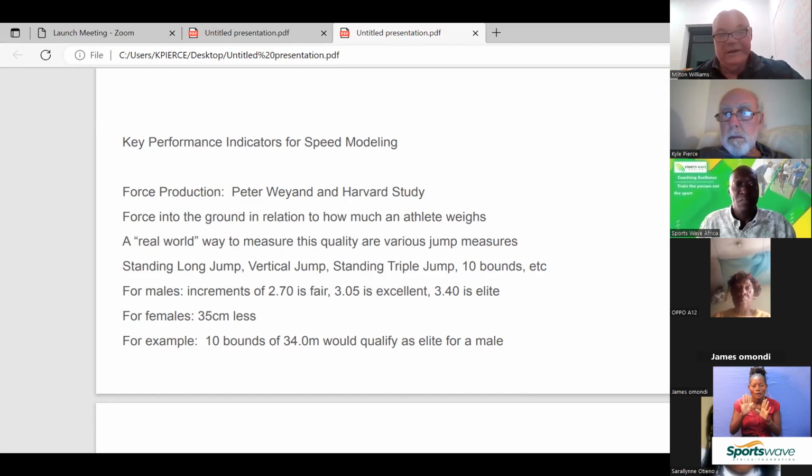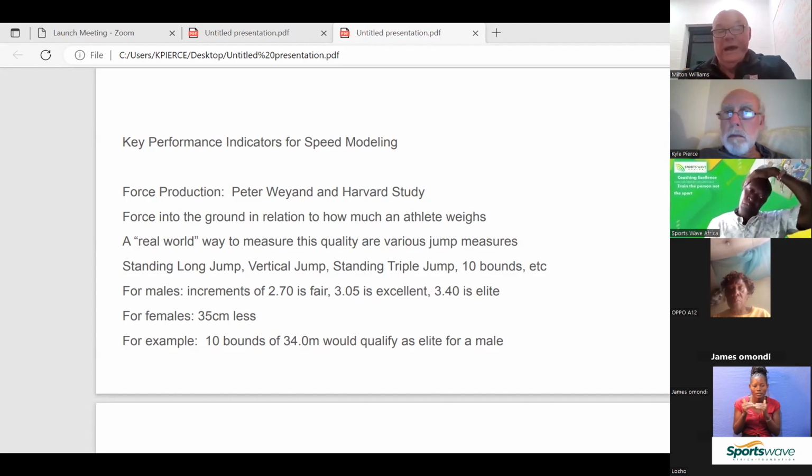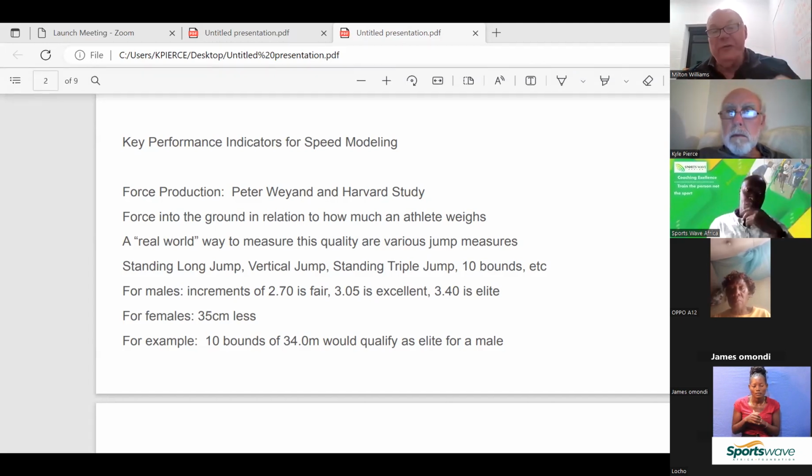We believed that your turnover rate was so important. A groundbreaking study that came out probably 20 years ago, by Peter Weyand and the group at Harvard, discovered that the force the athlete put into the ground was the primary determining factor for sprint speed, and that is in relation to their body weight. So it's relative force, and this can be measured. You can get a force plate and put it under a surface and they can run across it, and you'll find that the superior sprinters deliver more force into the ground relative to body weight. Another way to do this is to measure their jump.